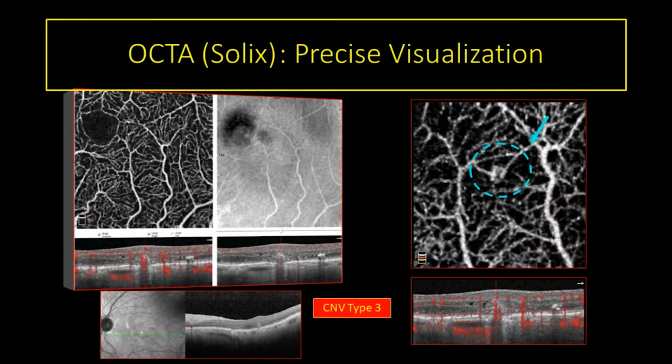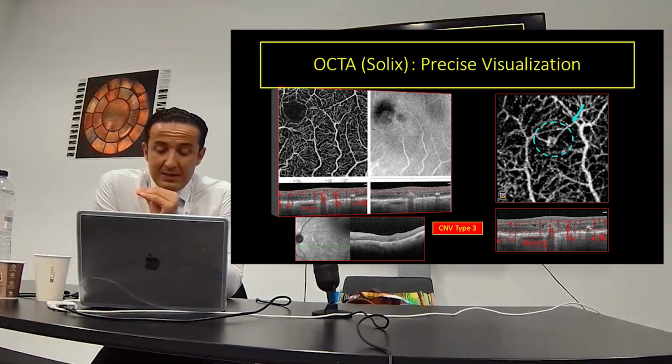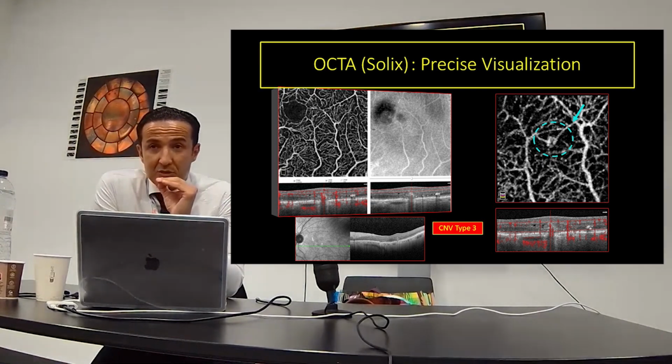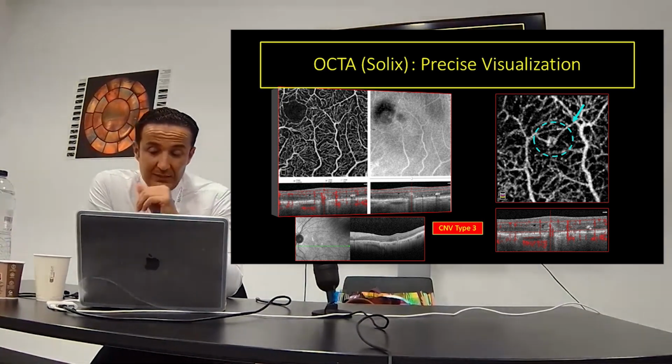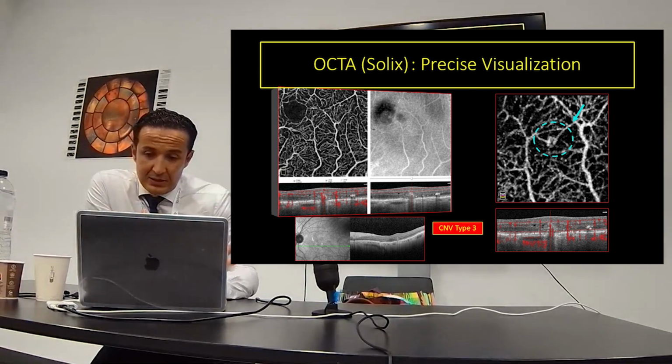OCTA embedded on Solix. And look here, we're going to move the slab through the retina, and you can highlight the abnormal connection between superficial vascular capillaries and the CNV. And look here, the decoration of the CNV. And you can see here the connection between two capillaries in the CNV. And you can zoom without losing the definition.